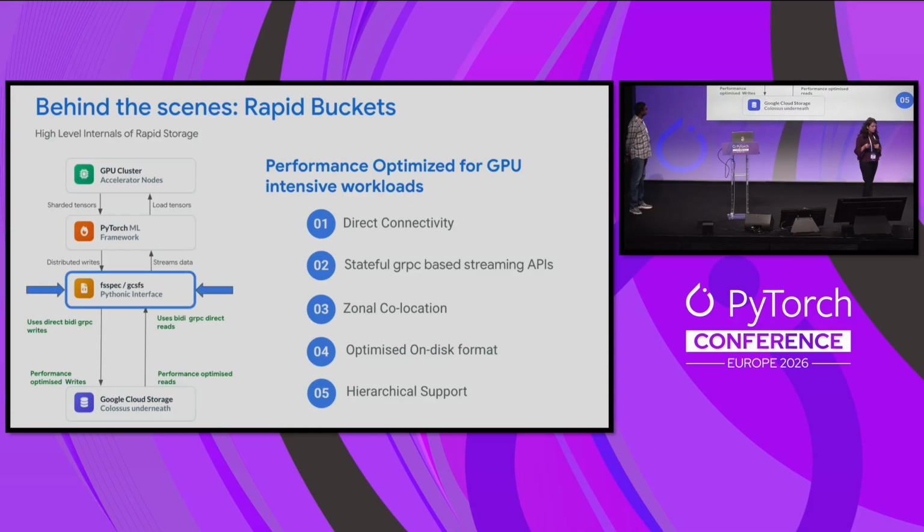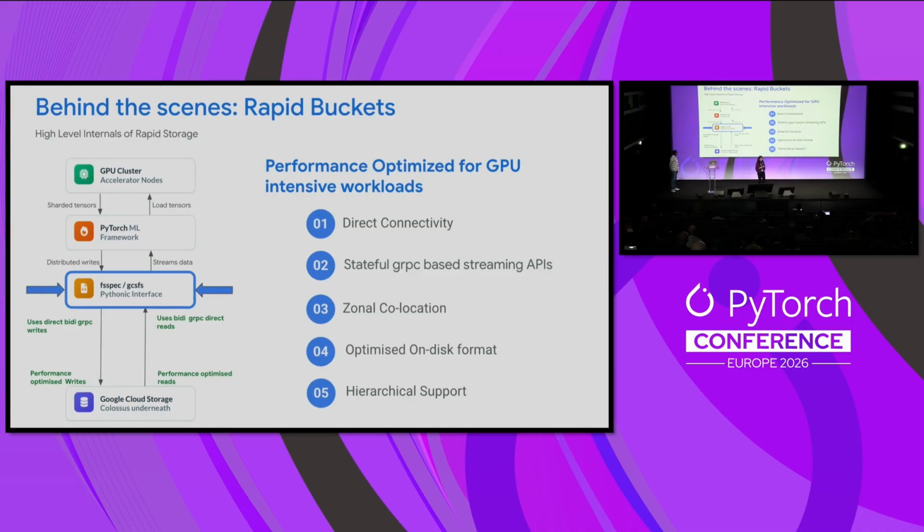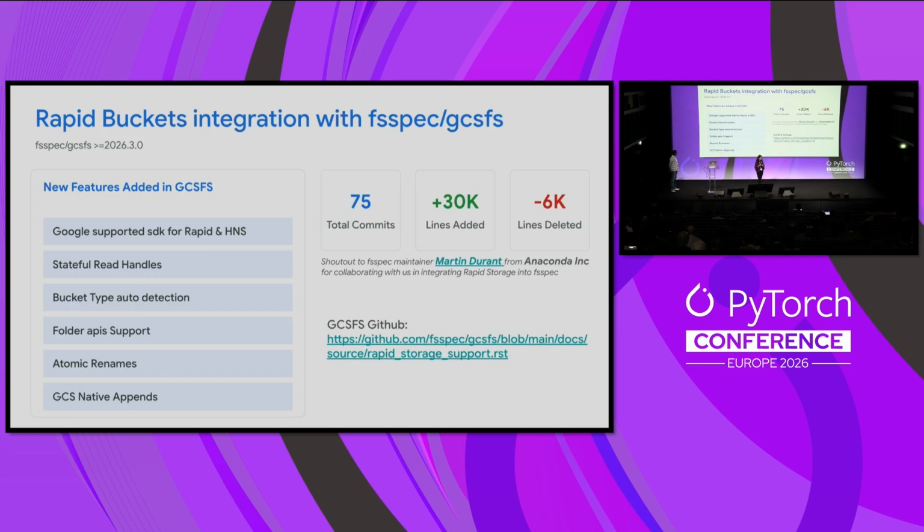So to bring all of these features and high performance of reads and writes to PyTorch, we have integrated these things directly into GCSFS. What this GCSFS integration includes is that GCSFS now supports Google-supported SDKs for rapid and HNS buckets.